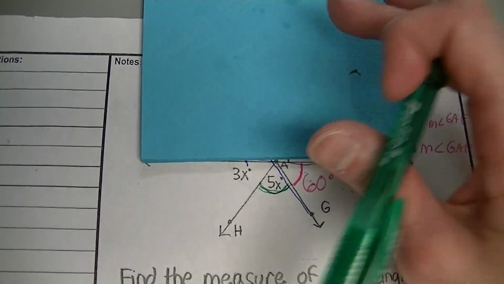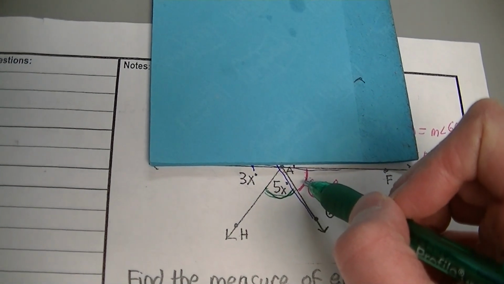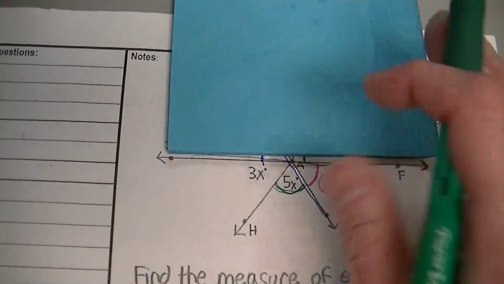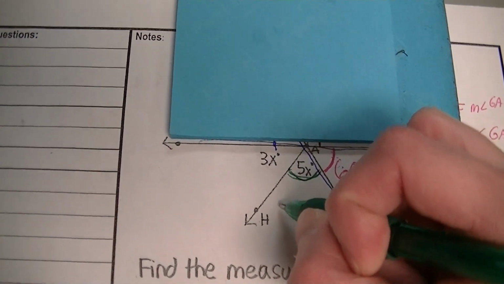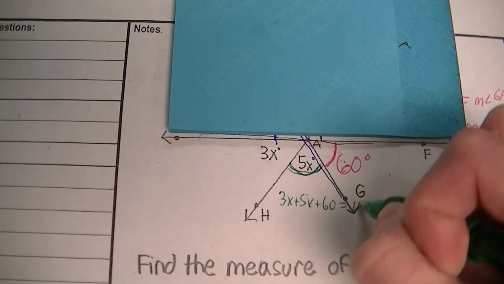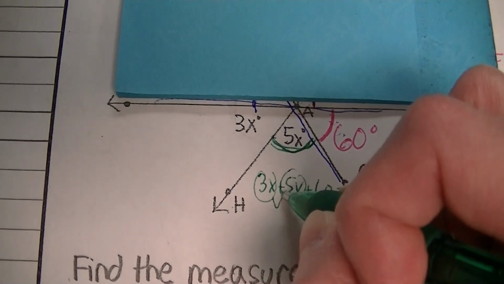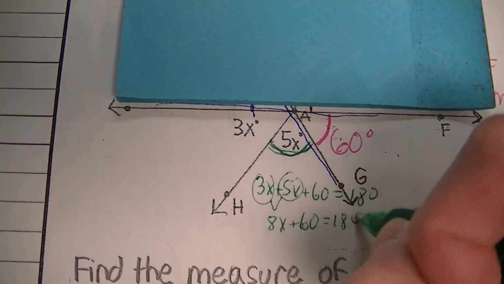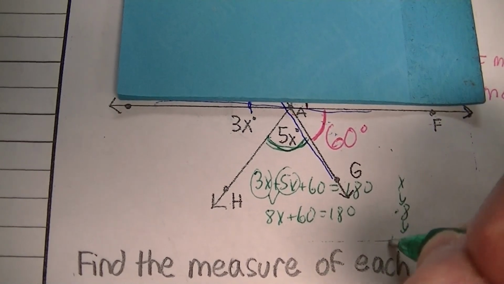Okay, so this angle plus this angle plus this angle have a sum of 180 degrees because they are angles on a line. So I'm going to set up an equation, now that I know that this angle is 60 degrees. I'm going to write it right here in green. So 3x plus 5x plus 60 equals 180. Can't build it yet, gotta simplify it. So 3x plus 5x is 8x plus 60 equals 180.